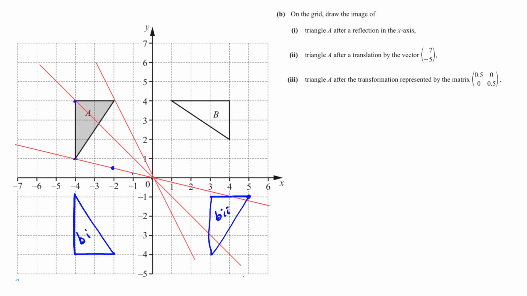And for this vertex, 1, 2, 3, 4. 4 times half is 2. 1, 2. This is your new point. And this is 1, 2, 3, 4 again. So 2. This is your triangle B3.